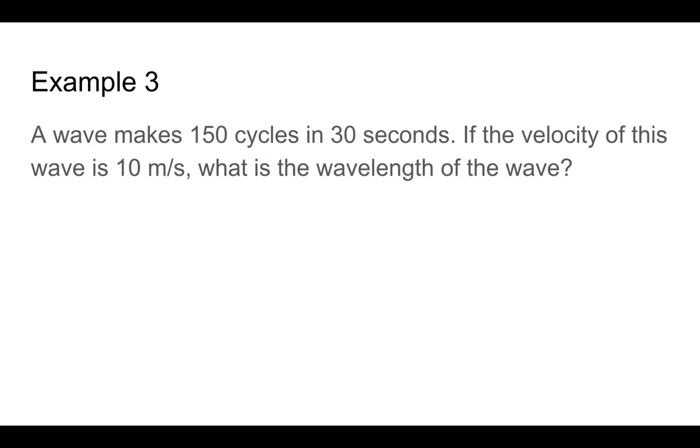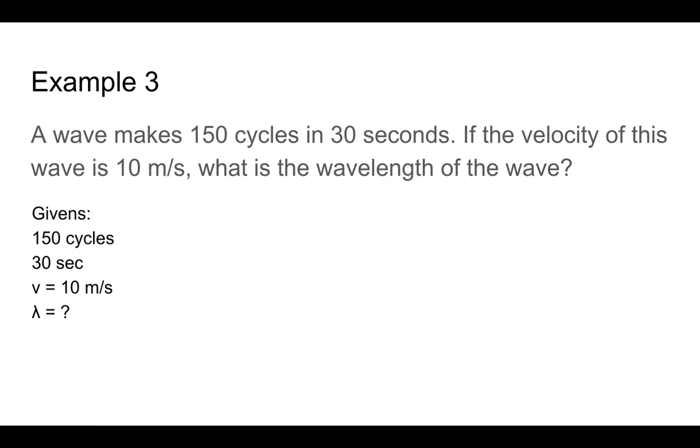All right, example number 3, we have a wave that makes 150 cycles in 30 seconds. If the velocity of this wave is 10 meters per second, what is the wavelength of the wave? As always, let's write down our givens. We have 150 cycles in 30 seconds. I'm not giving those a variable yet because we are going to use those numbers to find a variable, and I'll show you what I mean in a second. The velocity of the wave is 10 meters per second, and we want to know the wavelength, so we want to know lambda.